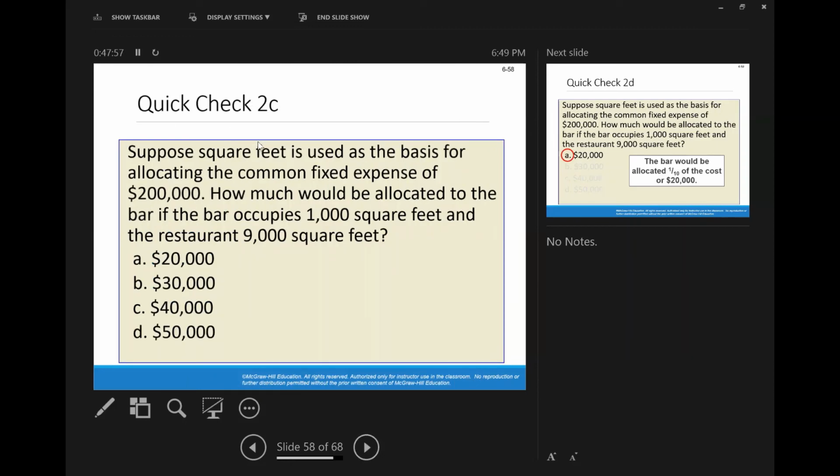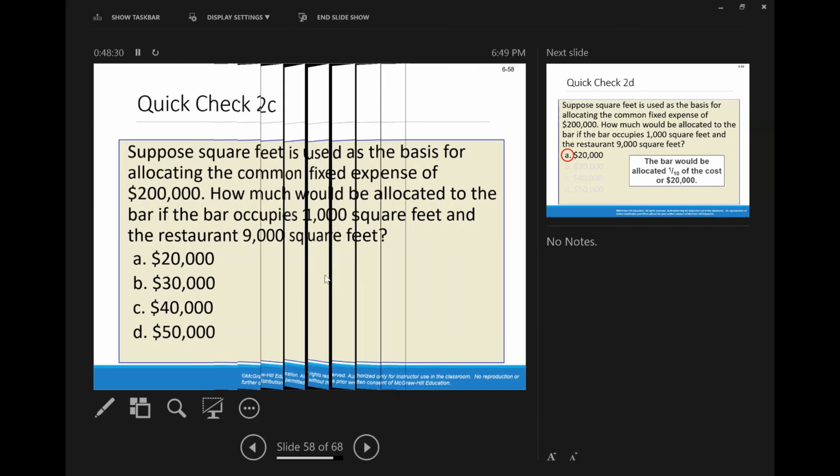All right, so suppose the square feet is used for the basis of allocating the common fixed expense of 200,000. How much would be allocated to the bar if the bar occupies 1,000 square feet and the restaurant is 9,000 square feet? So we have a total of 10,000 square feet. We have 200,000 in fixed expense. We want to allocate that by square footage. So how do we calculate that? What's the total square feet for the bar? 1,000.